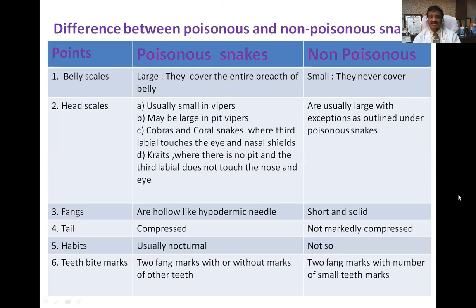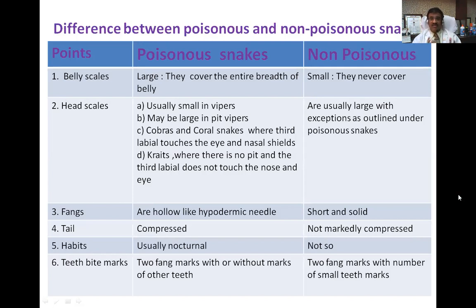Head scales are usually small in poisonous snakes and large in non-poisonous snakes, but there are many exceptions to that. Fangs of poisonous snakes are always hollow, like a hypodermic needle, the needle we use for injection. The fangs of non-poisonous snakes are short and solid, and they do not have any venom to inject, so there is no question of hollowness inside. The tail of poisonous snakes is compressed. The tail of non-poisonous snakes is round.